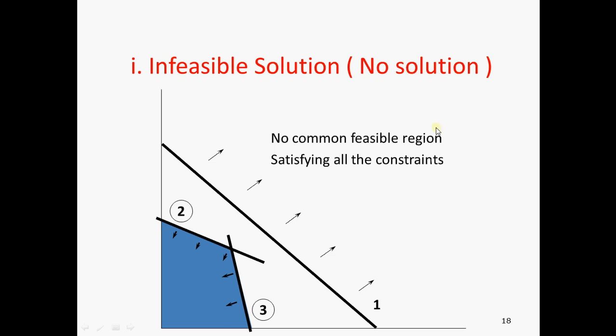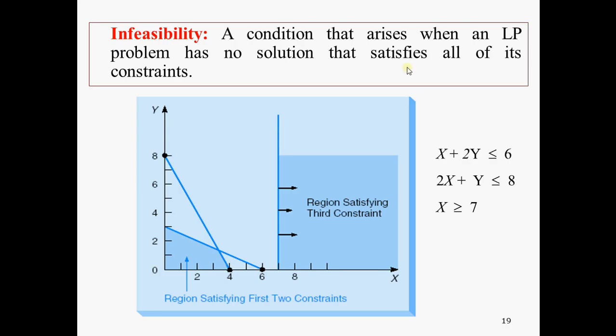I mean no solution in the sense, so that is also a solution. Or you have to change the constraints. If you change the constraints, there may be a solution, but that is not in our scope. Based on the given problem or the given constraints, there is no solution or it is infeasible. Okay, now let us see with the numerical.